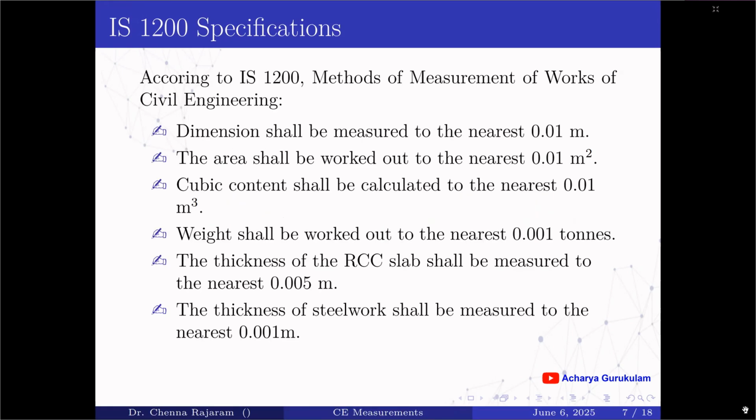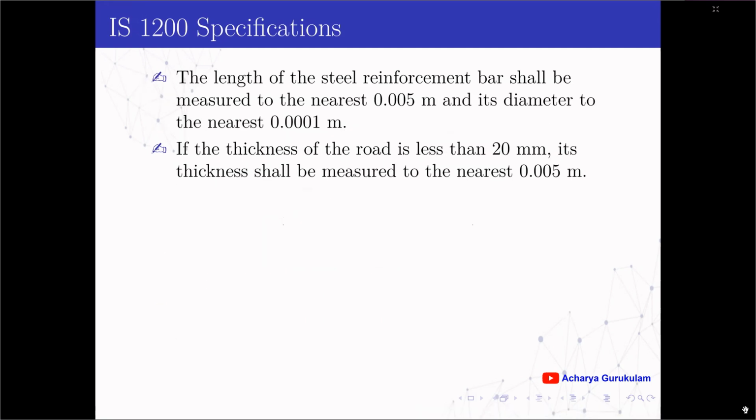According to IS 1200, methods of measurement of works of civil engineering are as follows. Dimensions shall be measured to the nearest value of 0.01 meter. The area shall be worked out to the nearest 0.01 square meter. Cubic content shall be calculated to the nearest 0.01 cubic meter. Weight shall be worked out to the nearest 0.001 tons. The thickness of RCC slab shall be measured to the nearest 0.005 meters. The thickness of steelwork shall be measured to the nearest 0.001 meter.